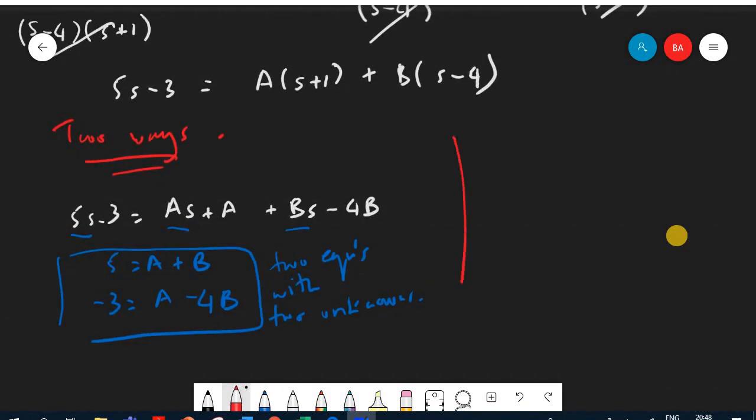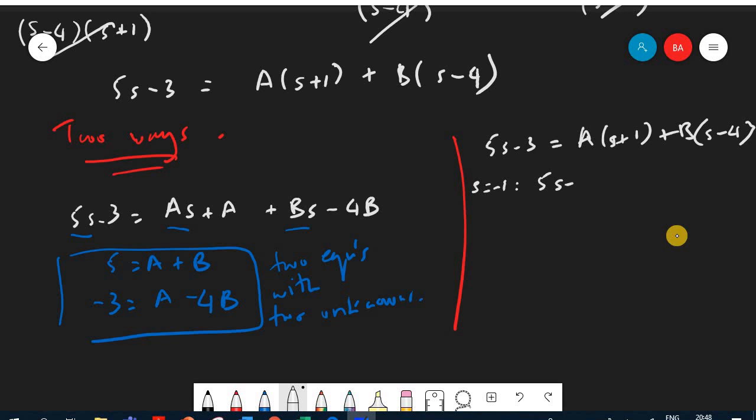So let's see what is the second method that I can use here. The second method is as 5s minus 3 is equal to a into s plus 1 plus b into s minus 4. Simply what I'm going to say is I'm going to cancel out one of those terms. How to cancel out? If s is equal to minus 1, this will be minus 1 plus 1, 0. So I'm going to cancel out that term here. So if s is equal to minus 1, what will be my problem?